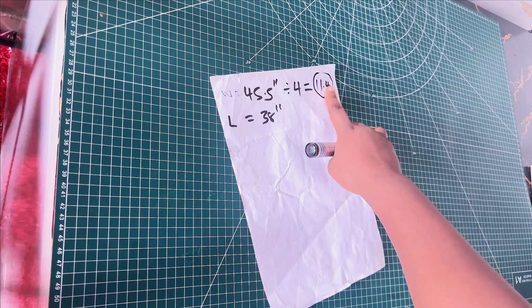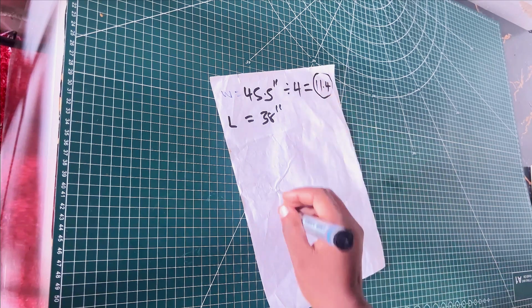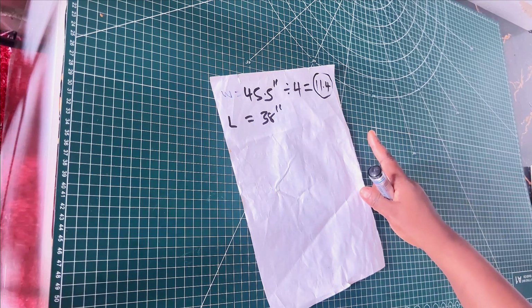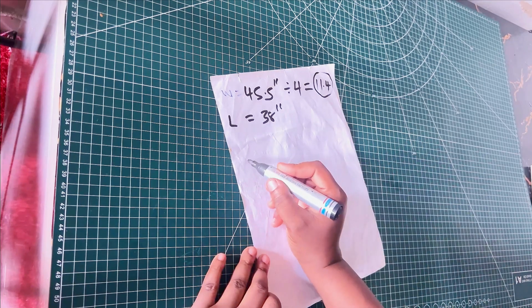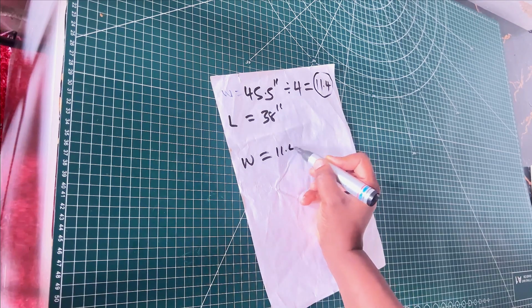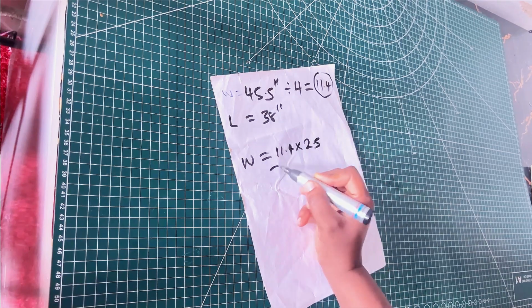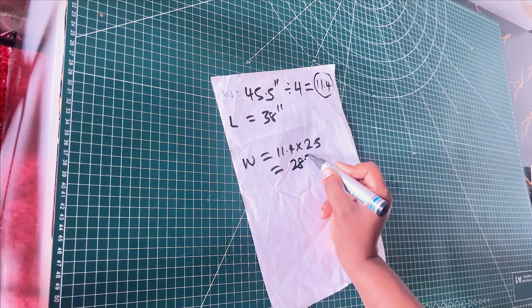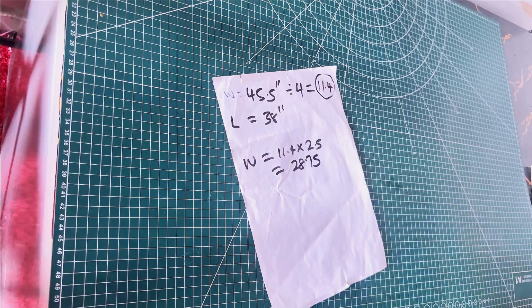Now this quarter of your waist measurement is what you're going to use to fold your fabric. Fold your fabric depending on how much volume you want to have. You can multiply this by 2, 2.5 or 3. I'm going to multiply mine by 2.5, and 11.4 times 2.5 is going to give me 28.75. So this is the new waist that I'm working with. My length is going to remain the same.